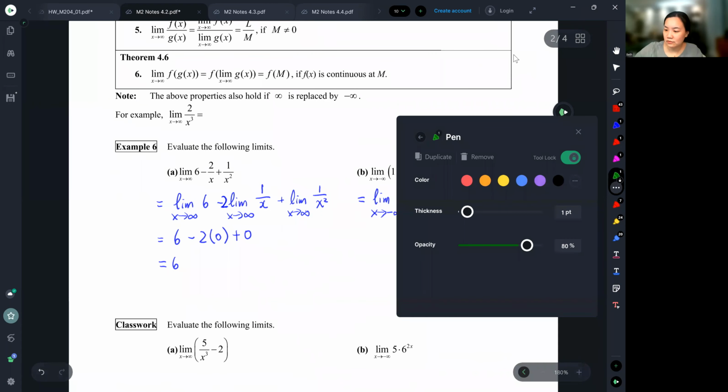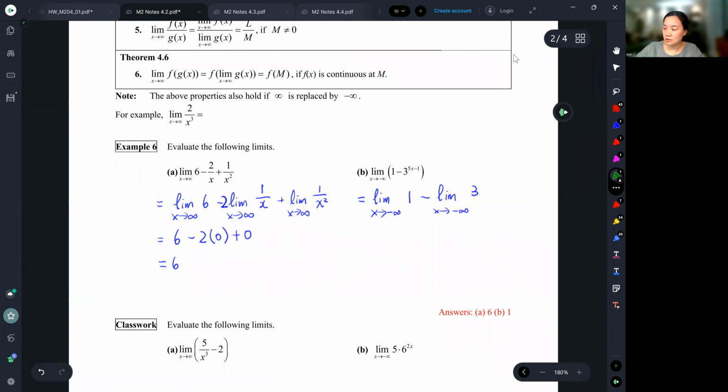Sorry, some people are waiting to get in. Some students are waiting to get into the Zoom lesson. Let me allow them.